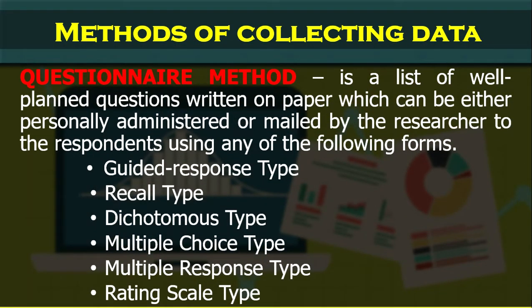And then another one, the questionnaire method. It's a list of well-planned questions written on paper, which can be either personally administered or mailed by the researcher to the respondents using any of the following forms. Okay, so actually, if we compare the interview and the questionnaire method, when it comes to the interview, we can have our responses that is not limited. Okay, and we can have the open-ended questions. While questionnaire method might limit the responses of your respondents. Okay, we have 6 types: guided response type, recall type, dichotomous type, multiple choice, multiple response, and rating scale type.